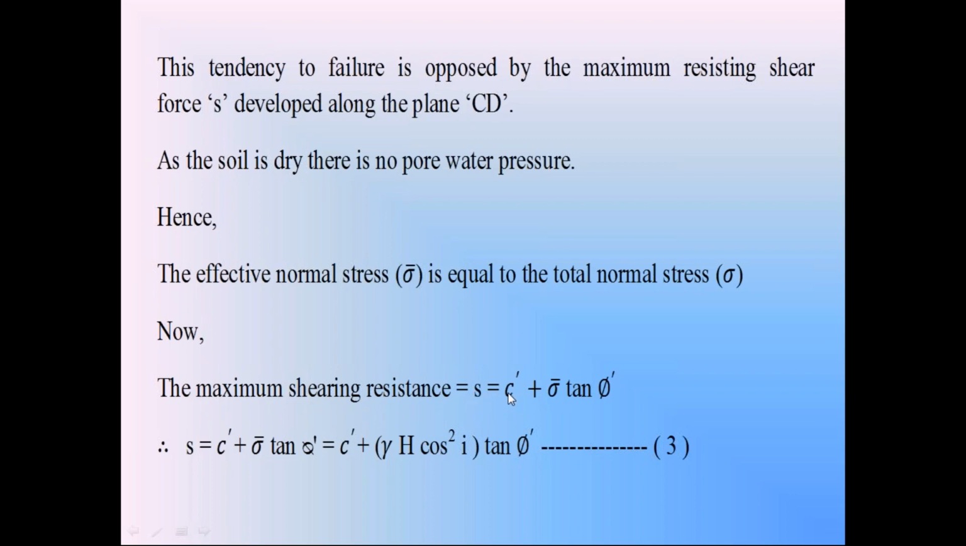S is equal to C dash, cohesion, plus sigma dash into tan phi dash. This sigma dash is equal to sigma. We calculate this total stress. Sigma is equal to gamma H into cos square i. So calculate the shear strength S in the cohesive soil, preventing the failure of the soil slope. It is C dash, cohesion of soil, plus gamma H cos square i into tan phi dash. This S is the shear strength preventing the failure of the soil slope. Tau is the shear stress causing the failure of soil slope.